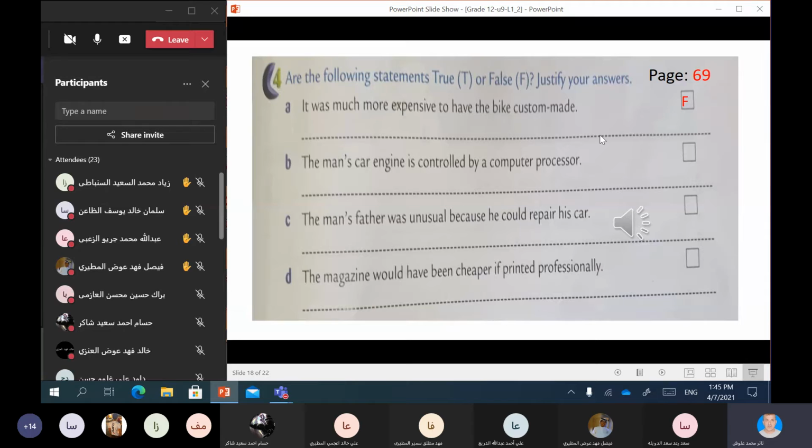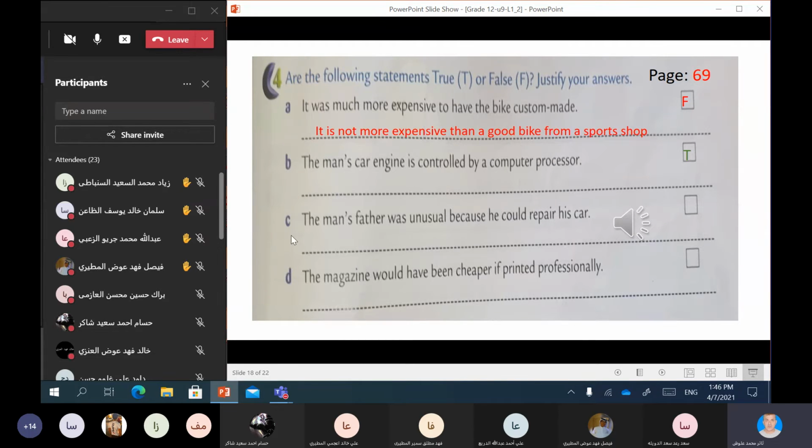Okay. Look at item A. It was much more expensive to have the bike custom made. True or false? Faisal Fahad. False, teacher. It wasn't much more expensive. So it is false. In fact, it's not more expensive than a good bike from a sports shop. Let's move on to item B. The man's car engine is controlled by a computer processor. Abdullah Muhammad. True, it is controlled by a computer processor.